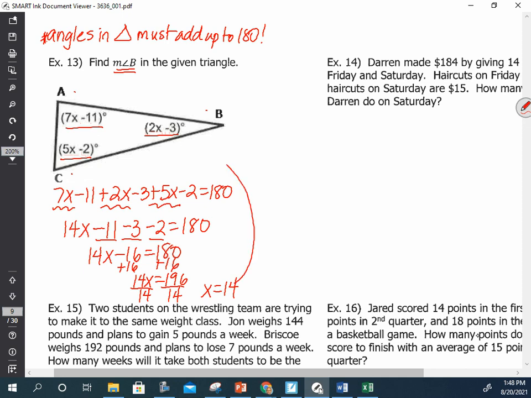So we take 14 and plug it in for x. So this is very, very similar to what we had with examples 11 and 12. 2x minus 3, take the 14 and plug it in. So 28 minus 3 gives you 25 degrees.